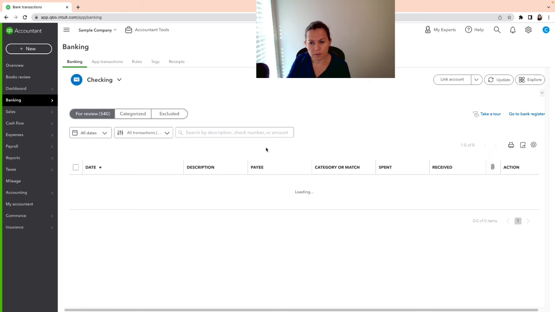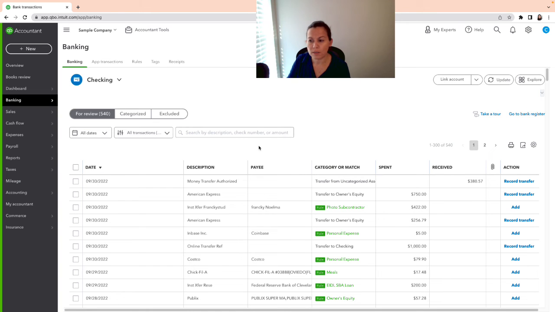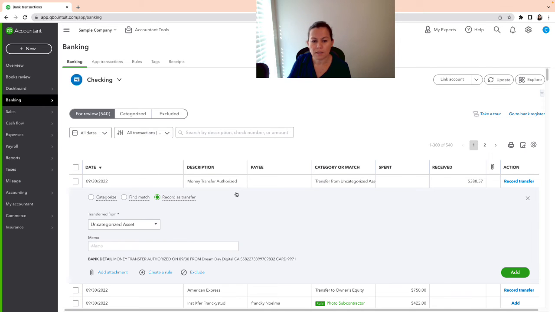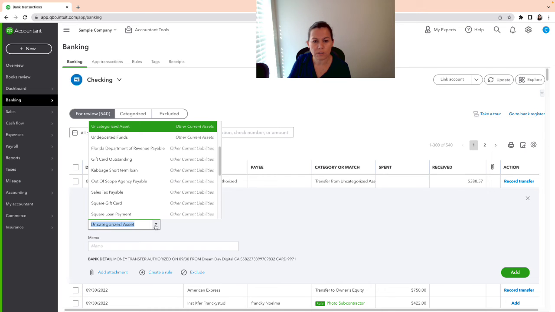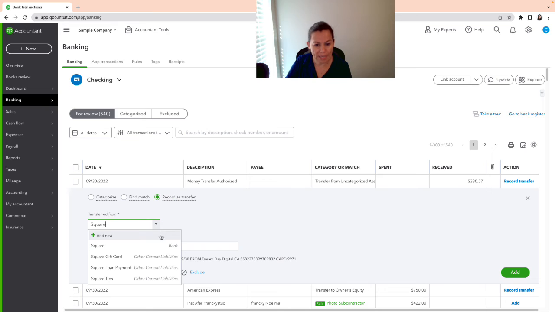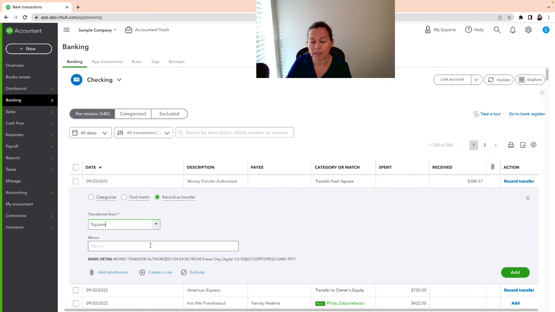All right, into a Square clearance account. So see this money, 380. Instead of recording it as income, I would record it as Square bank. See that? Square bank. It has to be Square bank, not Square income or anything. Square bank. And this is gonna record into Square bank.